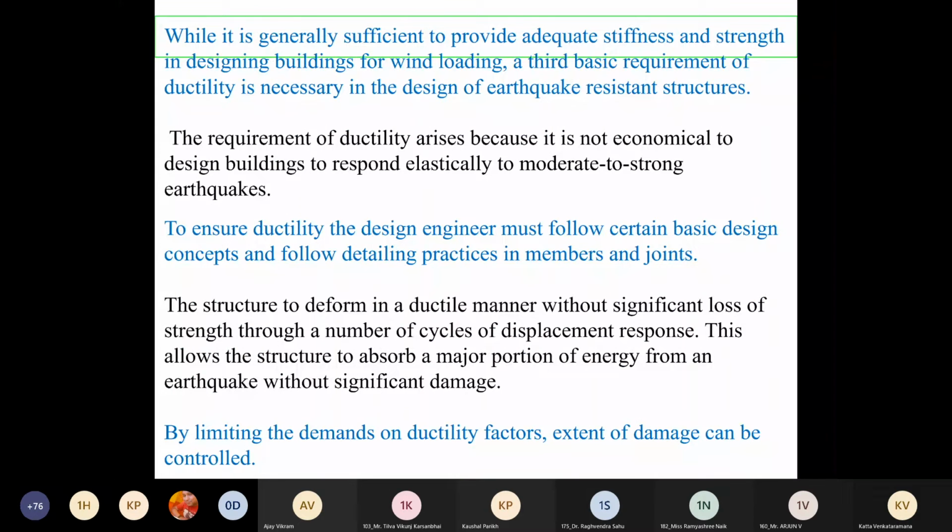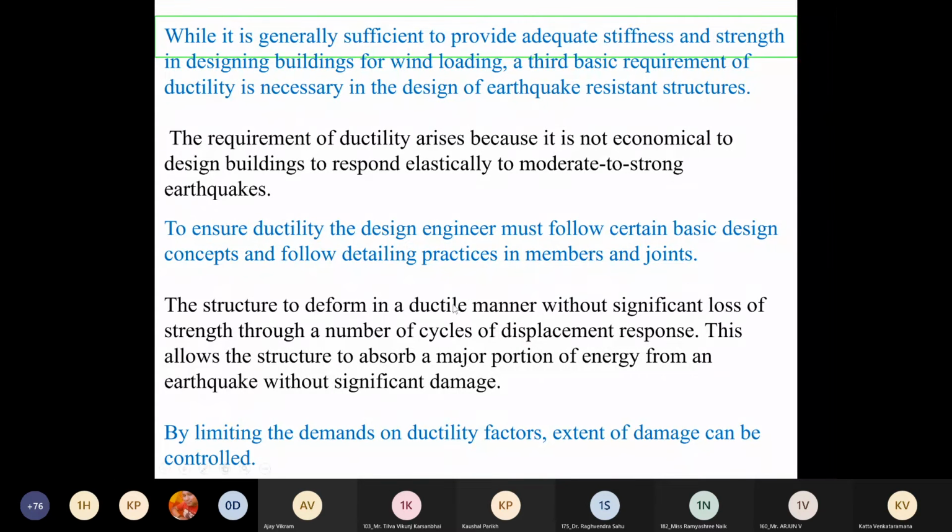While it is generally sufficient to provide adequate stiffness and strength in designing buildings for wind loading, a third basic requirement of ductility is necessary in the design of earthquake resistant structures. The requirement of ductility arises because it is not economical to design buildings to respond elastically to moderate to strong earthquakes. So when we have a severe earthquake, we expect that the building responds inelastically. To ensure ductility, the design engineer must follow certain basic design concepts and follow detailing practices in members and also in joints.